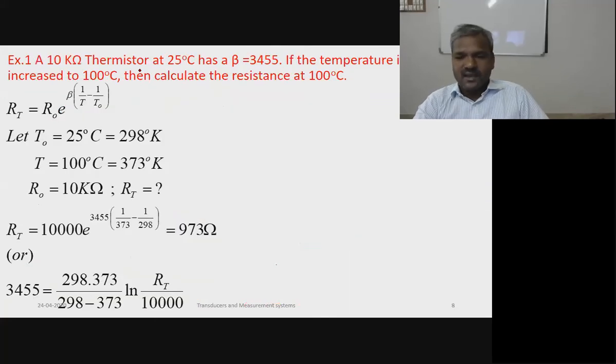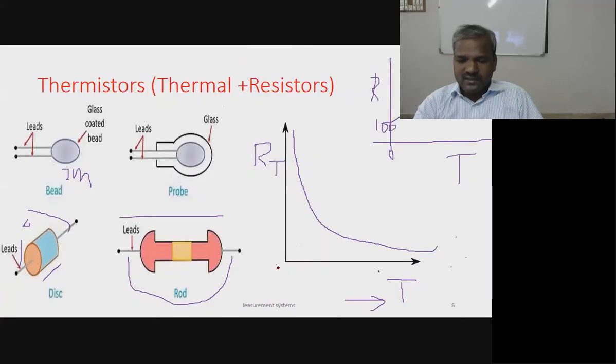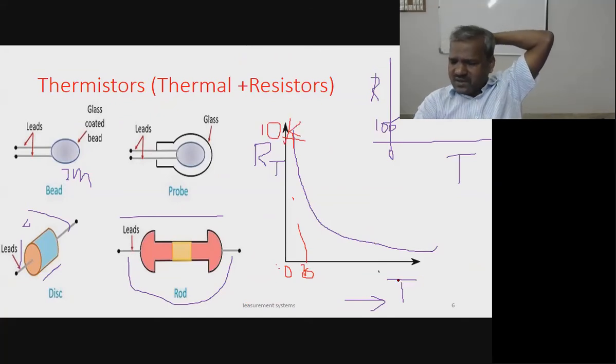Let us see one simple problem here. A 10K thermistor. Actually, I forgot to tell you here: at 0 degrees Celsius, the thermistor resistance is normally in the order of kilo ohms. At room temperature, around 25 degrees Celsius, the resistance value is around 10K. The range of a thermistor is very small. The maximum is 100 degrees Celsius.